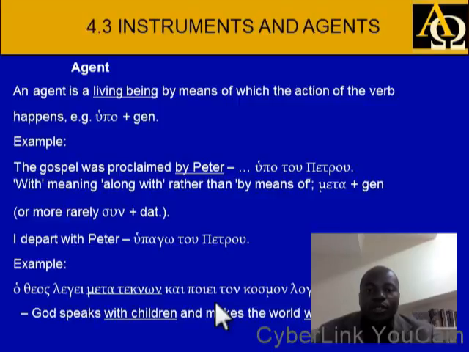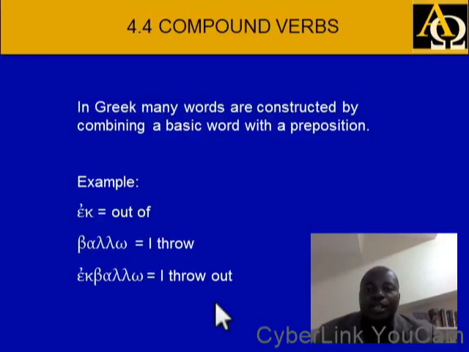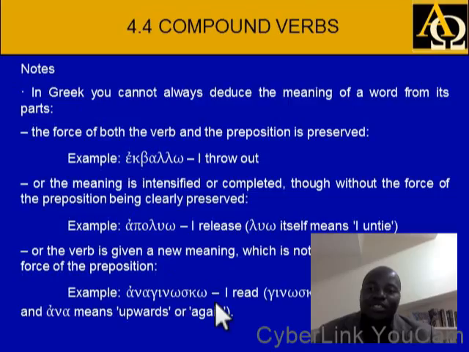In Greek, many words are constructed by combining a basic word with a preposition. So ek, out of. Balo, I throw. Ekbalo means I throw out. So you know the preposition ek, you know the word balo. When they are put together, you know it's I throw out. In Greek, you cannot always deduce the meaning of a word from its parts. The force of both the verb and the preposition is preserved. Ekbalo is I throw out. Or the meaning is intensified or completed without the force of the preposition being clearly preserved.